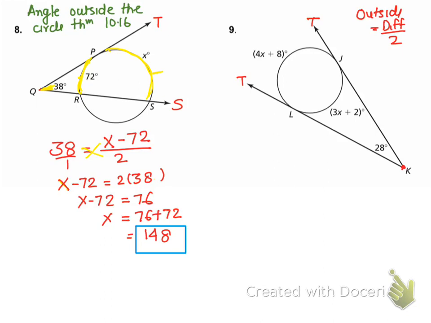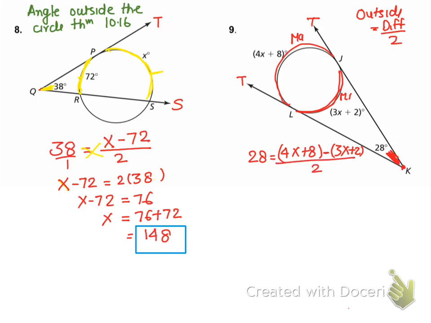Number 9 is the same thing, we have to find x. I know they're meeting outside. For the intercepted arcs, you have to always cover the one which is inside the mouth of the angle. So this minus that. That's the major one, and this is the minor one. Take the difference. So 28 is what? 4x plus 8 minus 3x plus 2. I took the difference over 2.